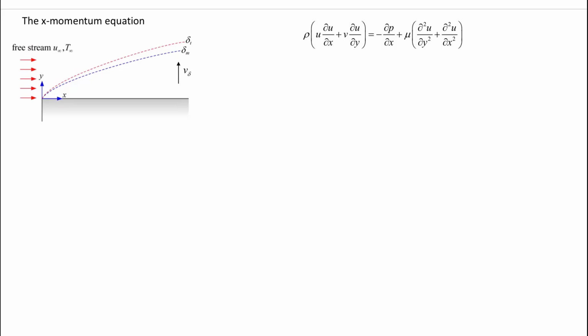What we want to do is look at each of these individual terms. Each of these 5 terms, we're going to look at the order of magnitude and see which of them are big relative to the others.